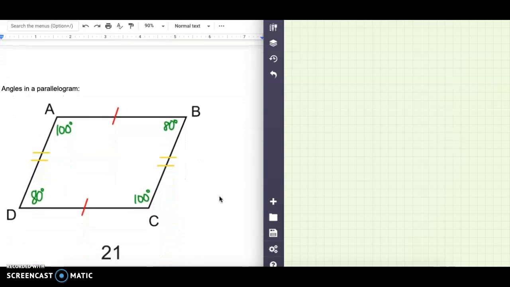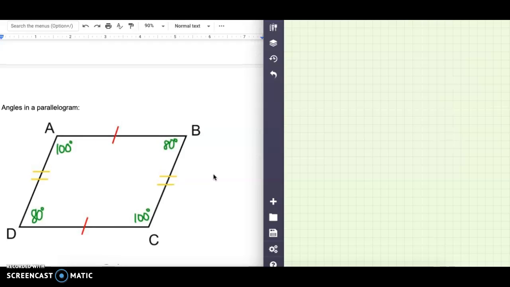Next, I want you to notice the angles in a parallelogram. So the angles in a parallelogram, in any shape with 4 sides, add up to 360 degrees. But there's a pattern in the angles of the parallelogram that I'd like you to also put in your project. What is the pattern of the angles in the parallelogram?